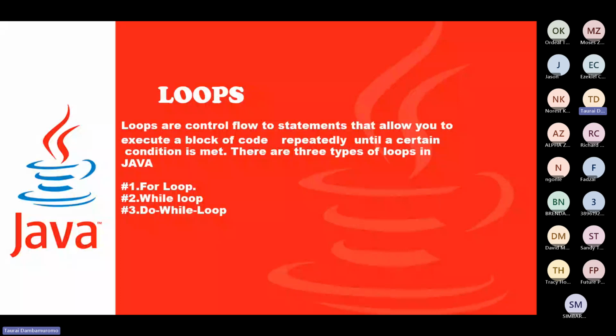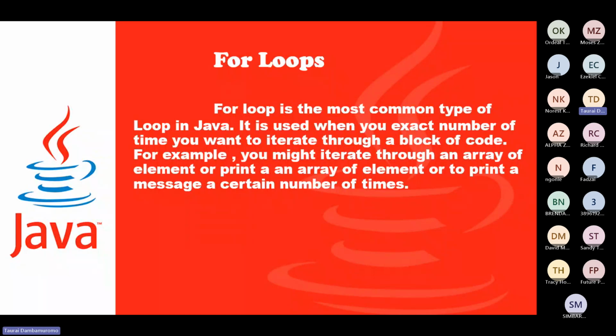Then we went on to look at loops. Loops are control flow statements that allow you to execute a block of code repeatedly until a certain condition is met. There are three types of loops in Java: a for loop, a while loop, and a do while loop. The for loop is the most common type of loop in Java, and it is used when you know the exact number of times you want to iterate through a block of code. For example, you might iterate through an array of elements, or print a message a certain number of times.